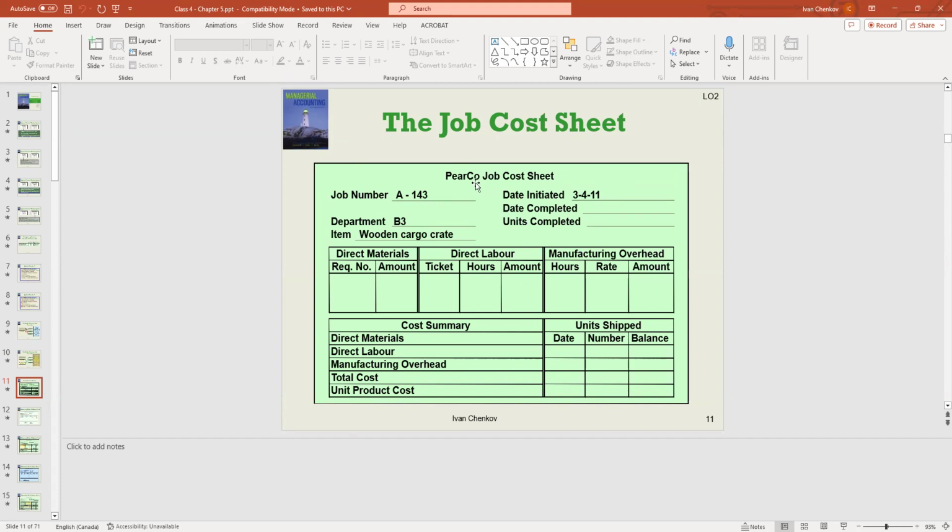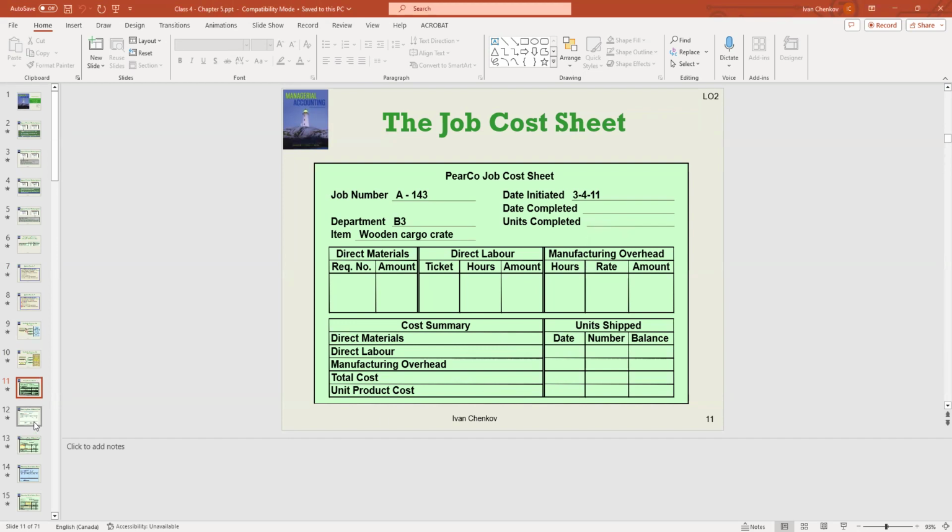On that cost sheet, you're going to see the main three costs, which are direct material, direct labor, and manufacturing overhead. Once we have those three, we're going to calculate the total cost. Once we have the total cost, we're going to see how many units we completed, and we can come up with the cost per product. So let's start.